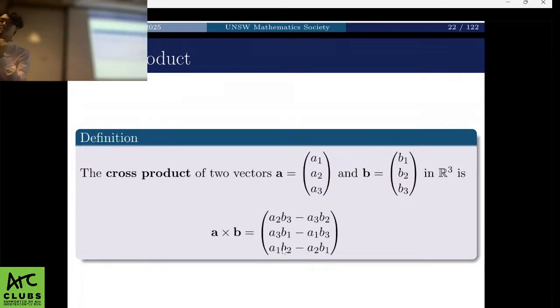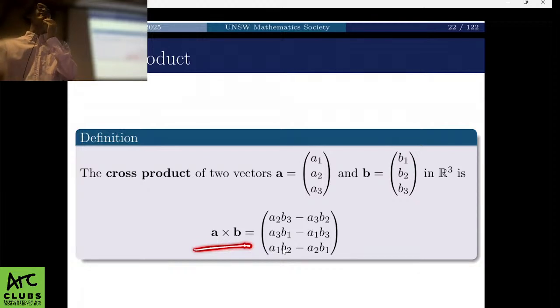The cross product between two vectors A and B is defined as that, algebraically. The significance of the cross product is that it outputs a vector which is perpendicular to both the vectors you input. So essentially, if we have A cross B, then we'll get a vector that is perpendicular to both vector A and vector B. That is the significance of the cross product.